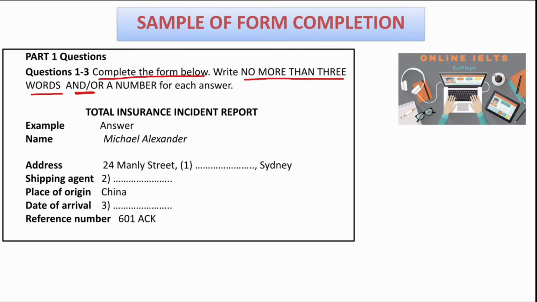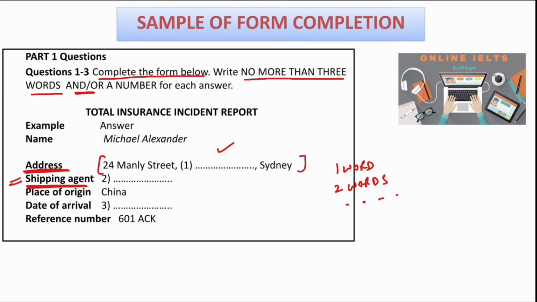If we talk about the question, here the question says address. So it is clear from the question that you have to complete the address given to you, like 24 Manley Street and Sydney. It can be a one word answer, a 2 word answer, or a 3 word answer, and so on. Then comes shipping agent. I am helping you to mark the keywords before listening to the audio. This is how you will mark your keyword. Here it is written shipping agent.